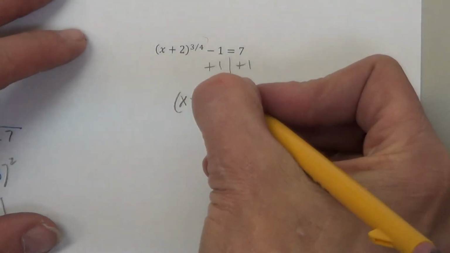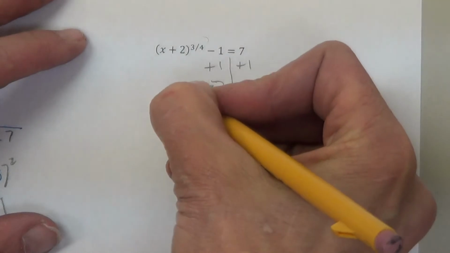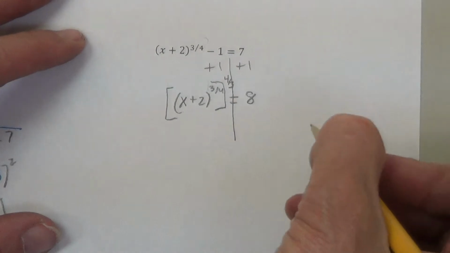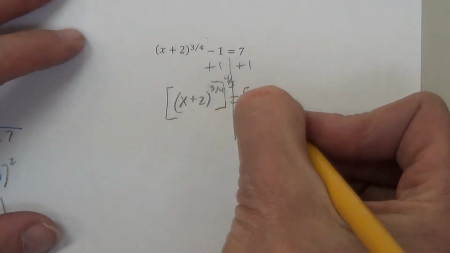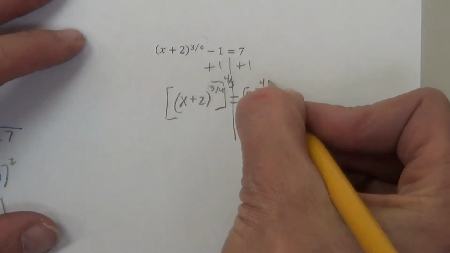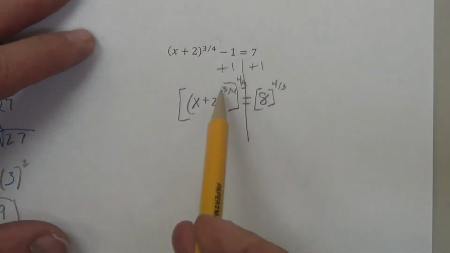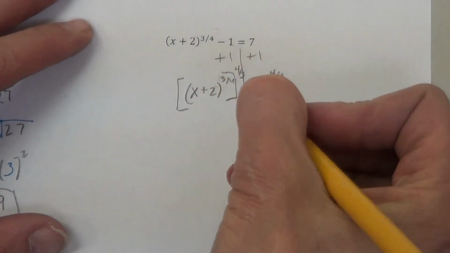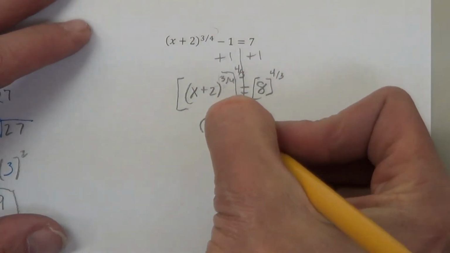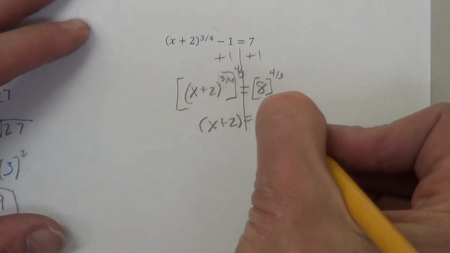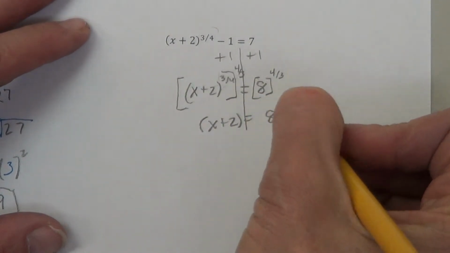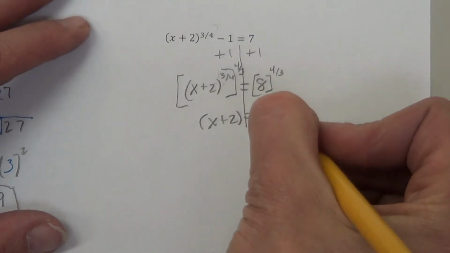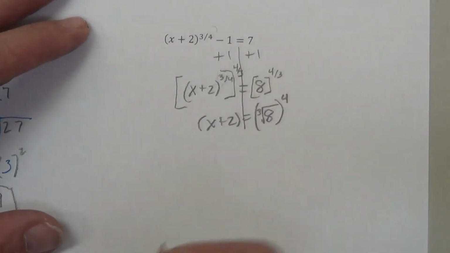So I want to show what happens with that. I love it when you guys think of other ways to do things in math. We'll see if it works. 4/3, and we'd raise this to the 4/3. So 4/3 times 3/4, those will cancel out because it's 12 over 12, so it's equal to 1. So now we have x plus 2 equals 8. Now that's going to be the cube root of 8 raised to the 4th. Okay?